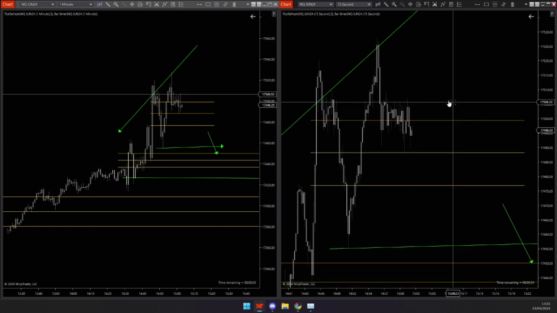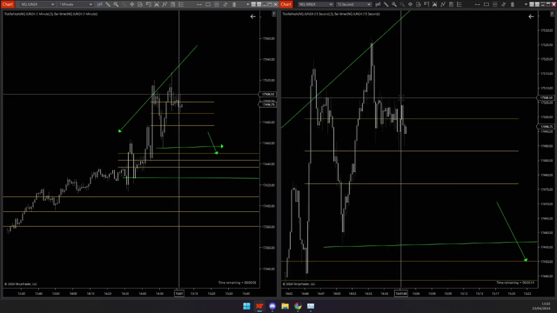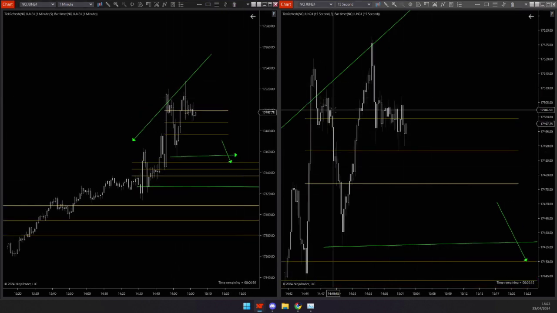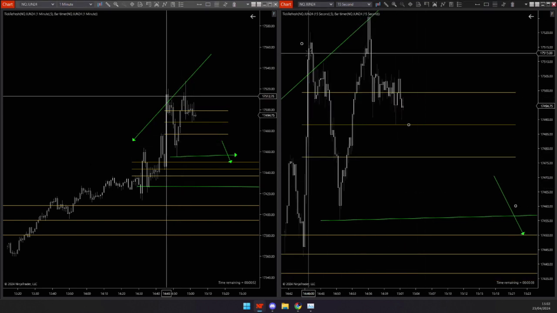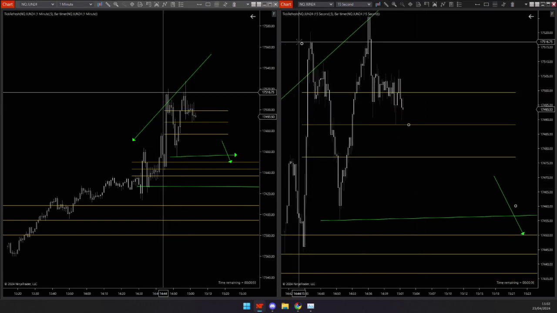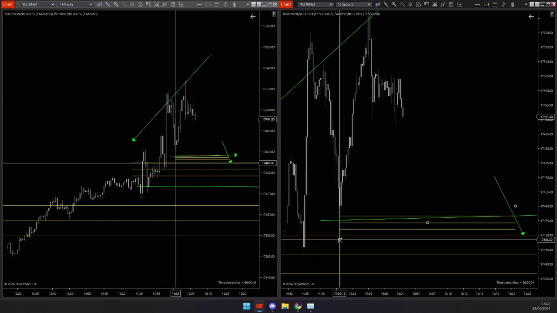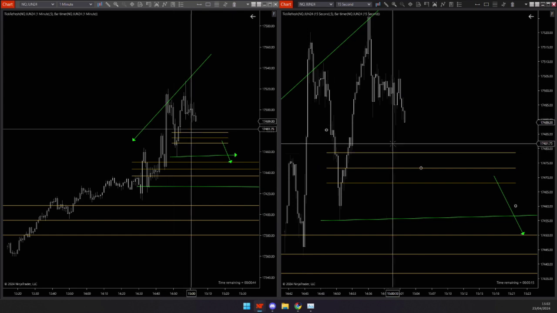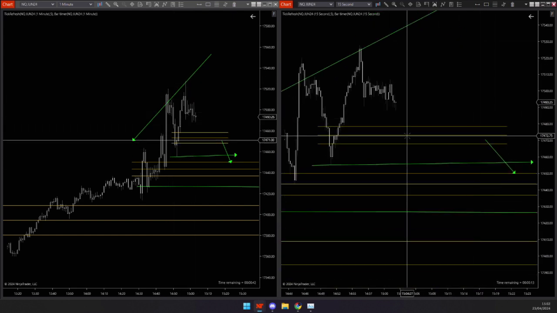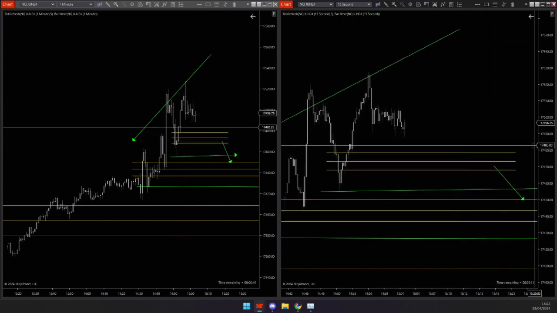So right now price is ranging here. So this setup right here is a low probability. So this is what I would do. Again, extreme of this range. So this is the origin of the move.